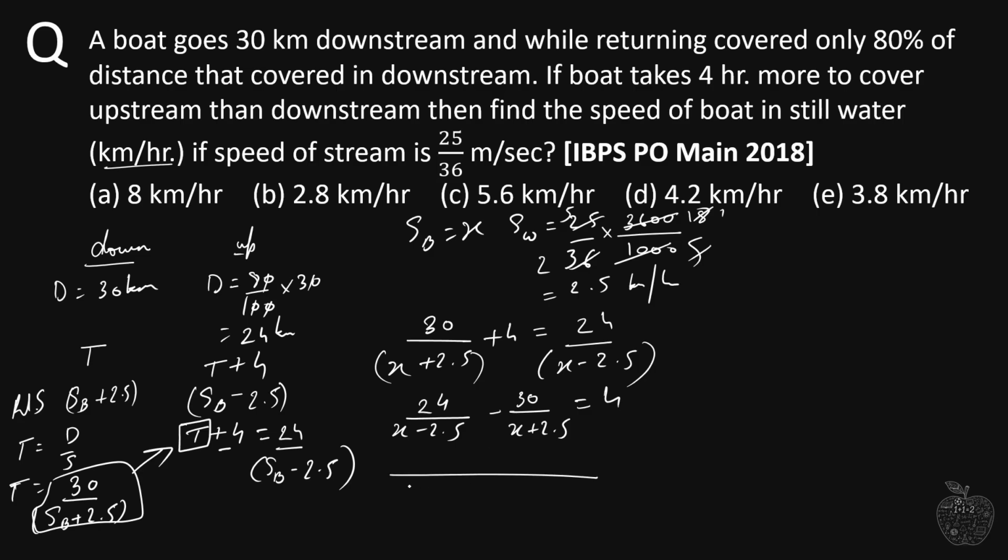Let's take the LCM here. It would be (X minus 2.5) into (X plus 2.5). In the numerator, we'll get 24. X minus 2.5 will get cancelled, so we are left with X plus 2.5, minus 30. X plus 2.5 will get cancelled, so we are left with X minus 2.5. This is equal to 4.